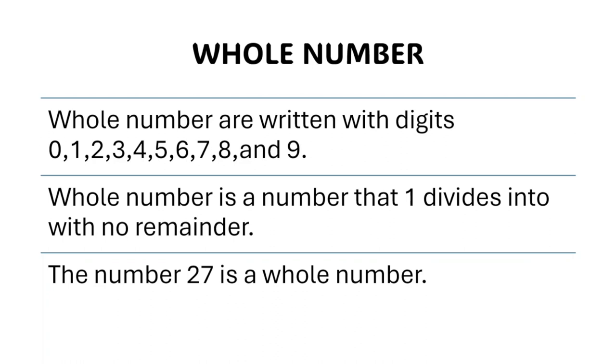So you're gonna see here we have 0, 1, 2, 3, 4, 5, 6, 7, 8 and 9, okay? And then, this is how I ended up putting here: a whole number is a number that one divides into with no remainder, okay? So the number 27 is a whole number, okay?